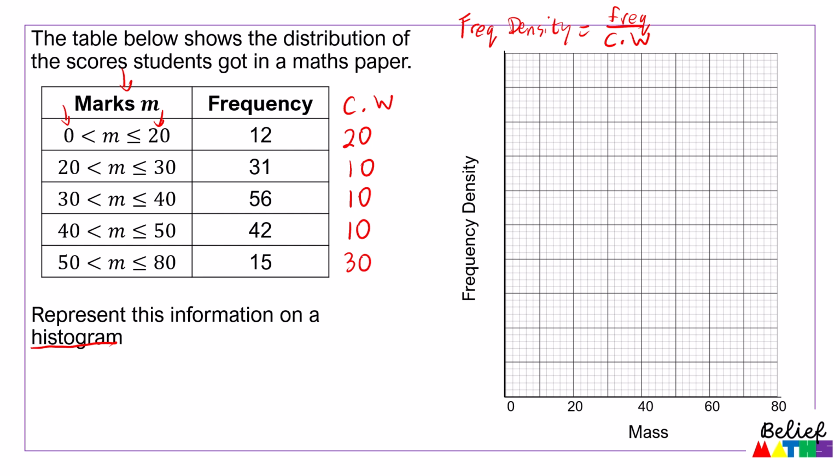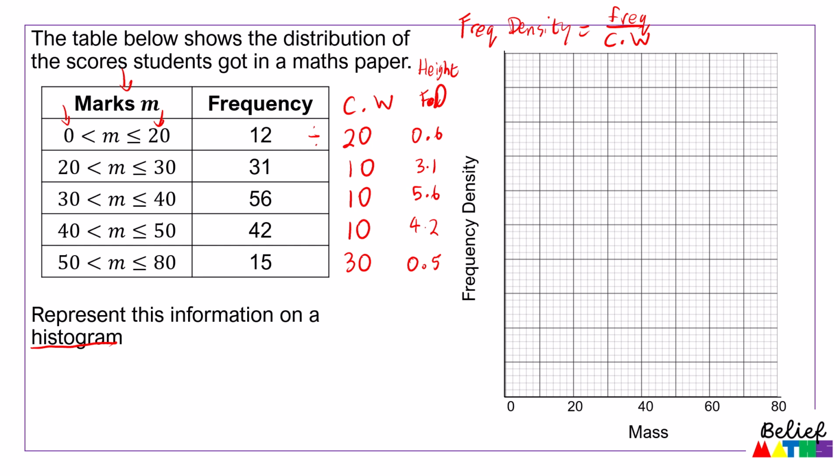So then we're going to calculate our frequency density. We can just use FD for that. So our frequency density is our frequency divided by our class width, which is 0.6, 3.1, 5.6, 4.2, and 15 divided by 30, which is 0.5. Now, our frequency density is our height, and then the width of our bar is going to be based on each of our intervals.